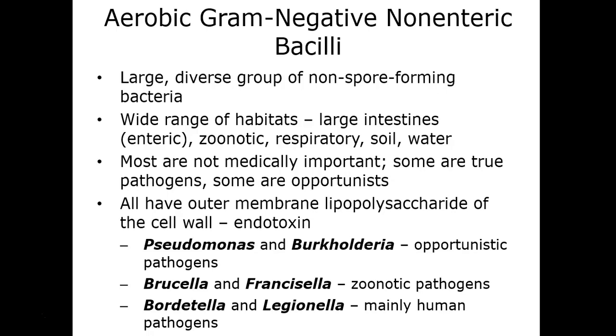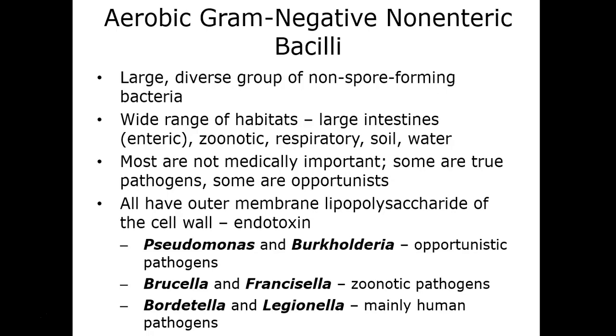This is an extremely large group of bacilli that do not form endospores, and they're found in a wide range of environmental habitats. Everything from the intestinal tract of animals to things like the respiratory tract, soil, and even in some cases, food and water. Most are really not medically important, but there are some true pathogens, and others are opportunistic, meaning that they take advantage of the body when the immune system has been weakened.